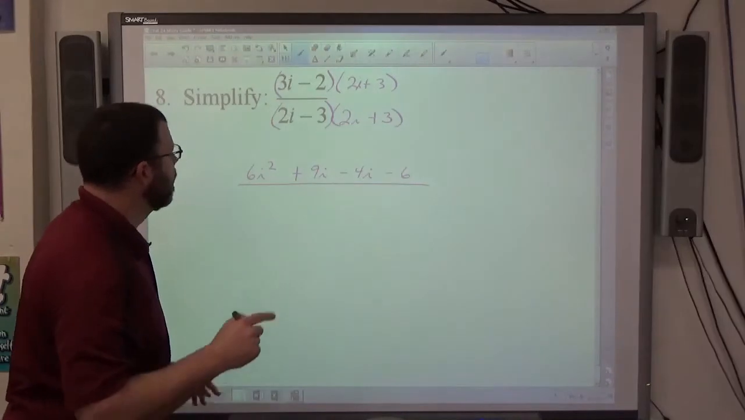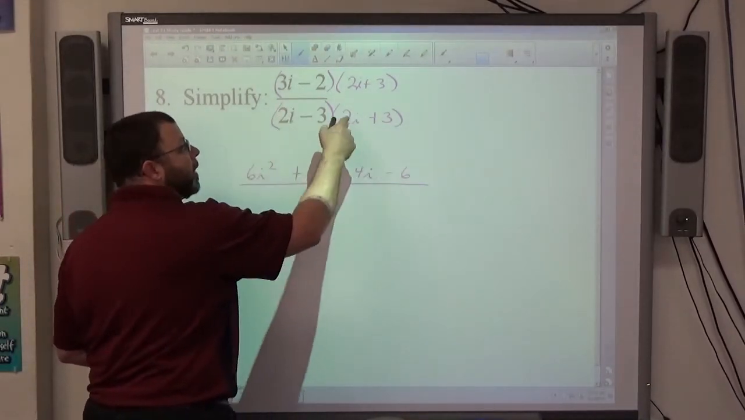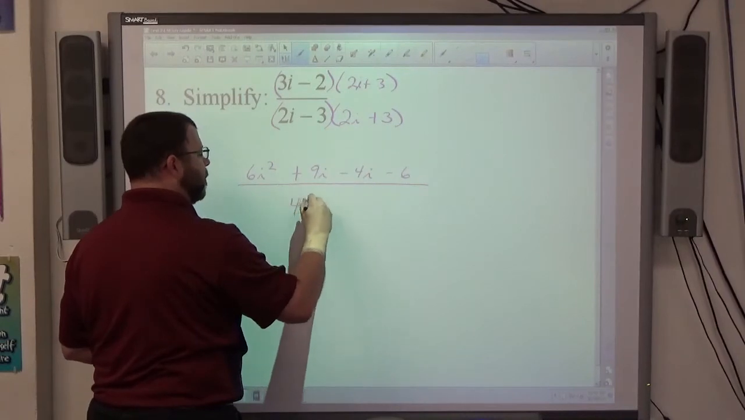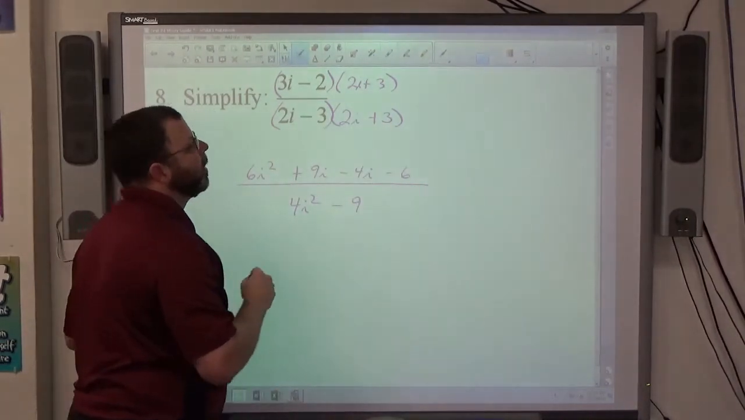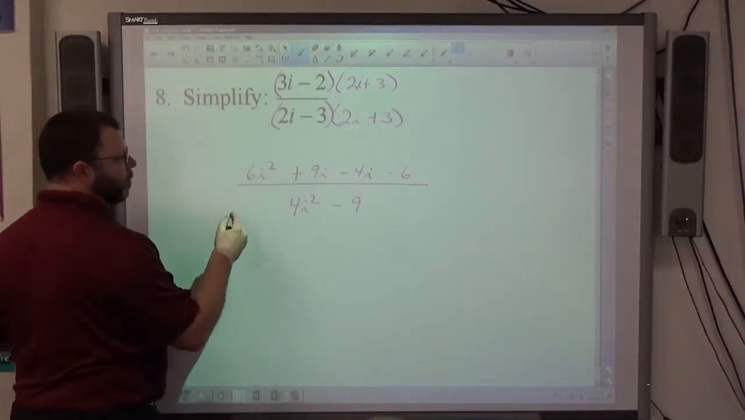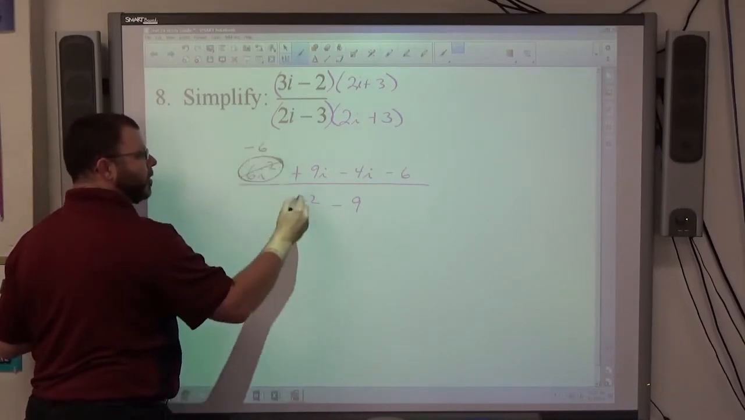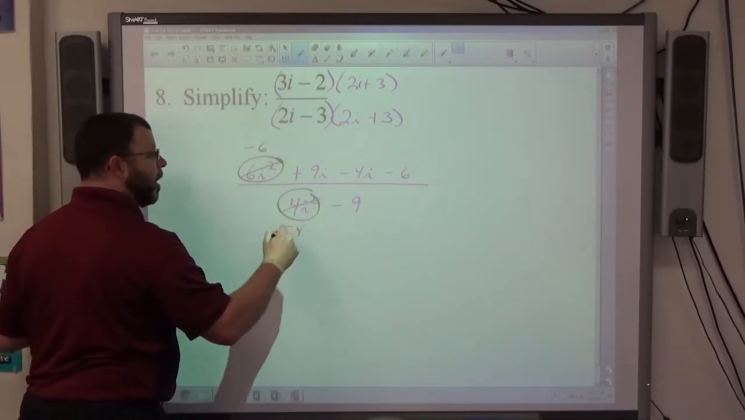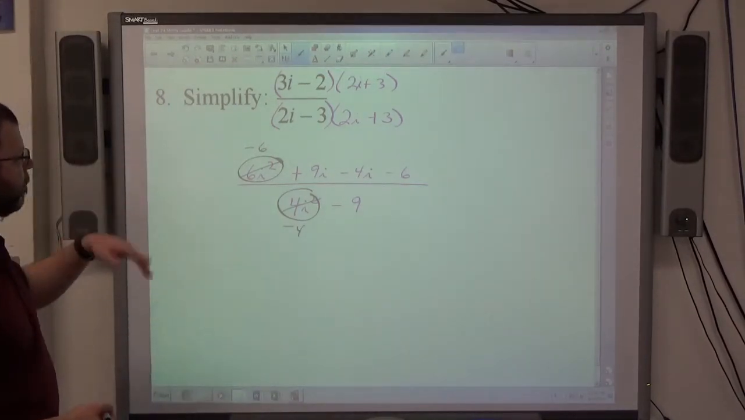On the bottom, all I have to do is FL. First times first. Positive 2i times positive 2i makes positive 4i squared. Negative 3 times positive 3 makes negative 9. Once I've done all the multiplication on top and bottom, the i squareds are going to become real numbers. 6i squared is negative 6. 4i squared is negative 4. i squared is negative 1, so it just changes the sign of the coefficient and becomes real.